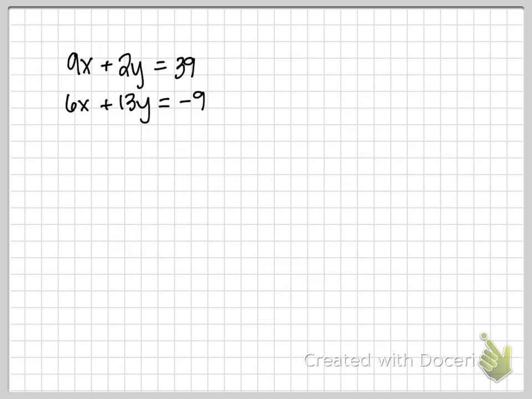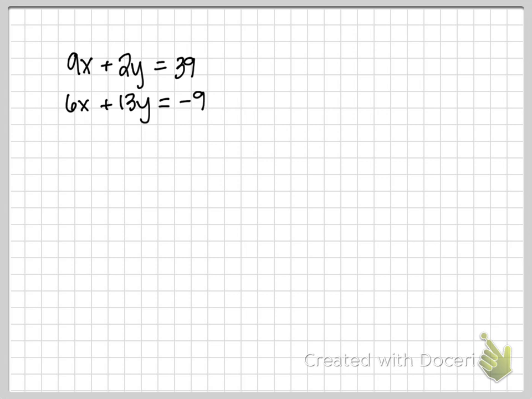Elimination. This is what you never want to see, but once in a while you will see it. It's 9x plus 2y equals 39, and 6x plus 13y equals -9. We have no opposites here, and we also can't easily manipulate one equation to get an opposite. Do you see that?